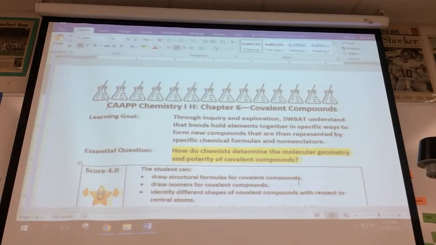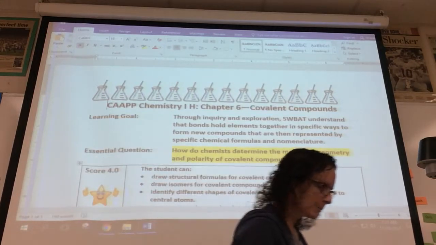So once we've drawn the compounds, we want to look at their shapes and polarities. And you'll be looking at this in the lab today. You'll be constructing the compounds, and you'll truly see the five different shapes that we're going to introduce here.